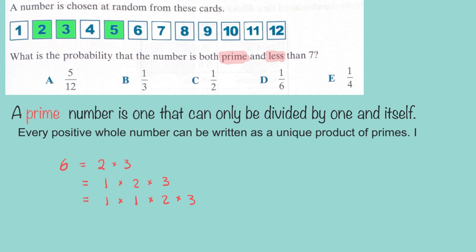On the whole, we just have 3 numbers over here, and the probability of getting those 3 numbers out of the whole 12 cards is 3 out of 12. Therefore, 3 out of 12 is the same thing as saying 1 over 4, which means that our answer is E.